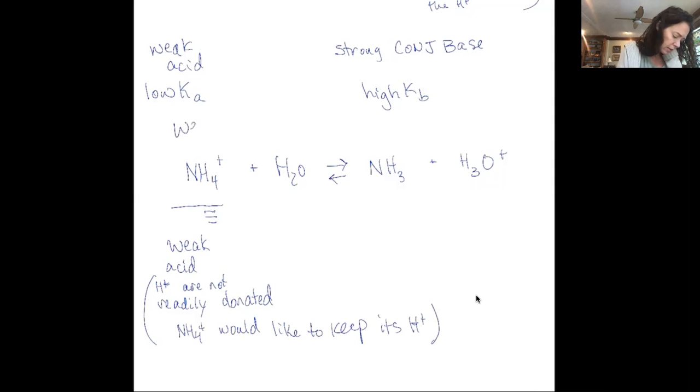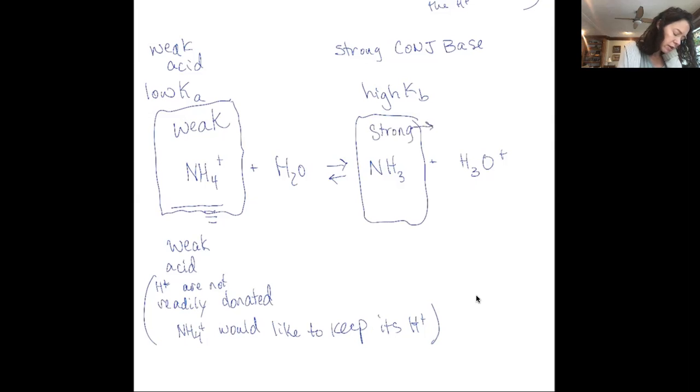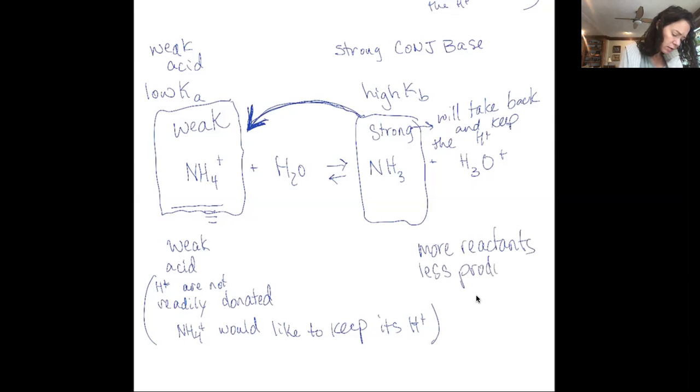So if this is weak, what that means is this is strong. And what does it mean to be strong? It means it will take back and keep the H. So that will push the equilibrium this way. And if we push it that way, we will have more reactants and less products. And we will have an overall K value that is less than 1.